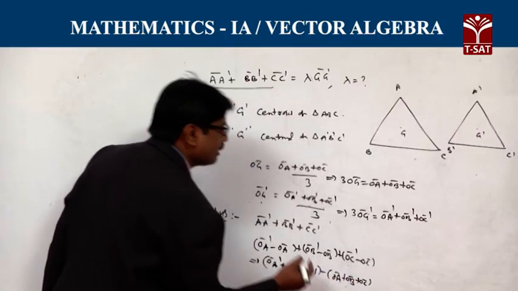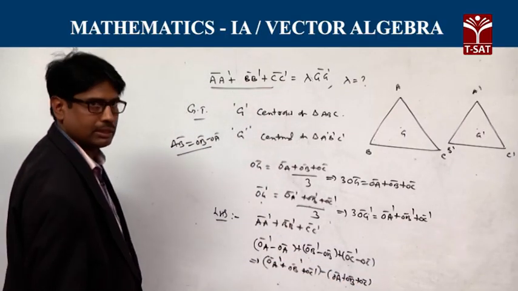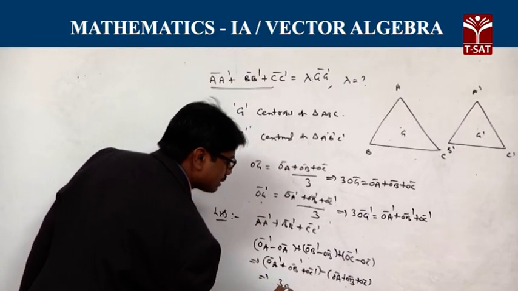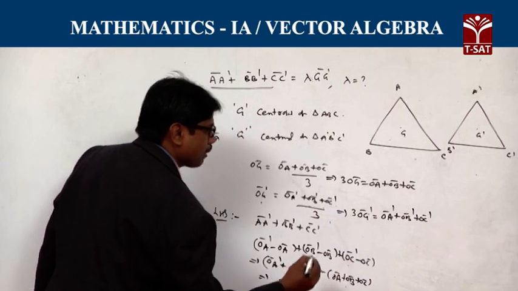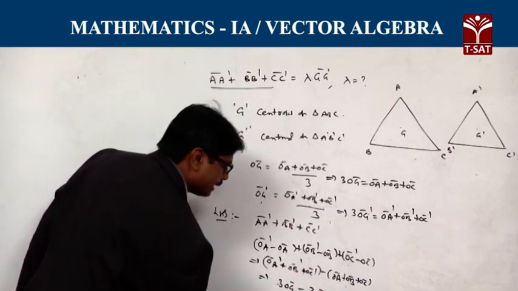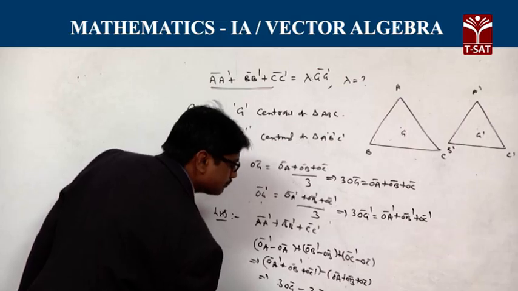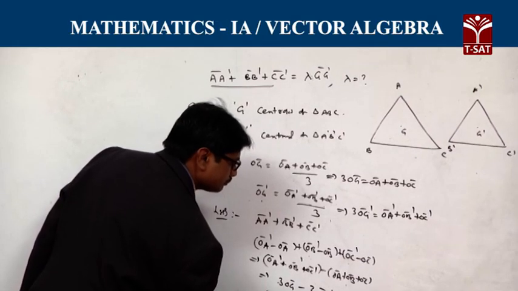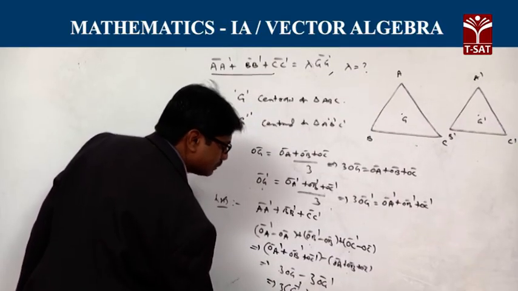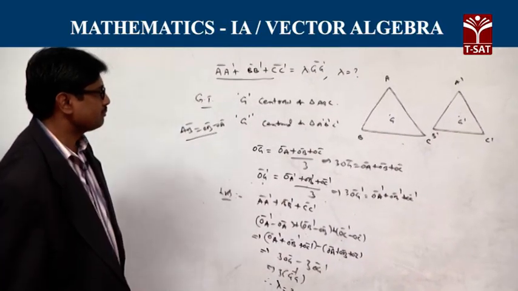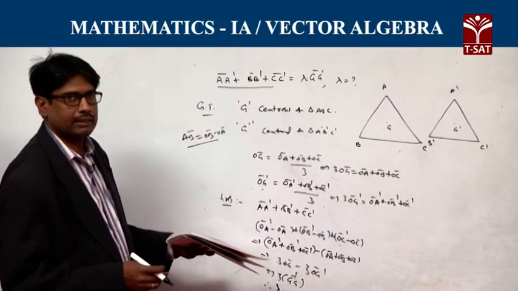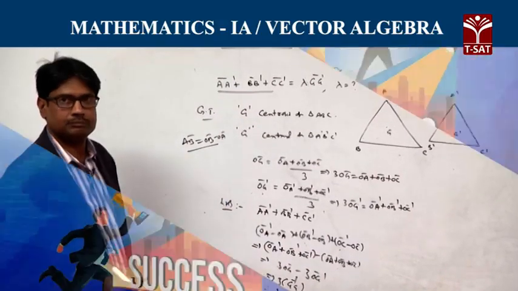You express the value of OA, OB in terms of the above result. On substitution we notice that it is 3 times OG dash bar minus 3 times OG bar. As we take 3 common, it will be G G dash bar. Therefore, your lambda will be equal to 3. If G and G dash are the centroids of both triangles, the lambda is equal to 3.